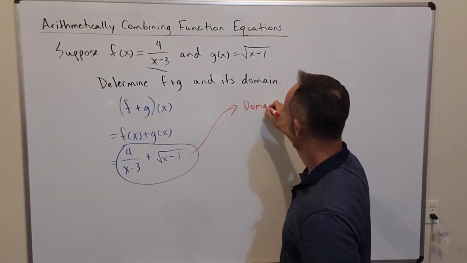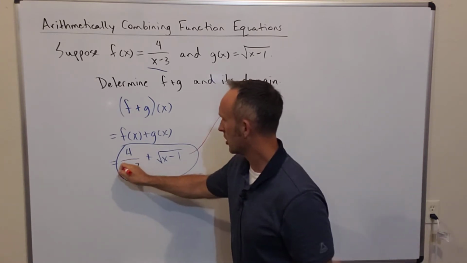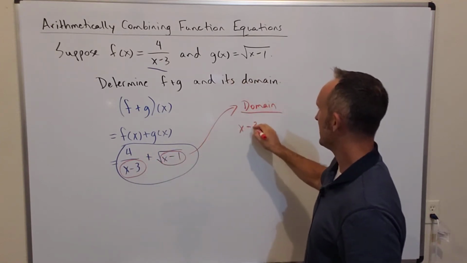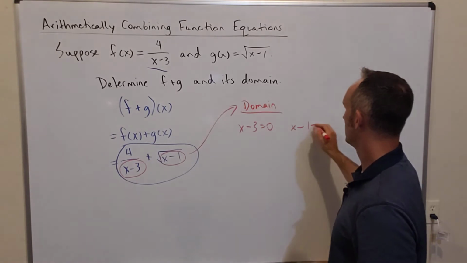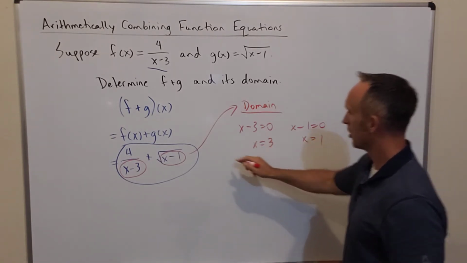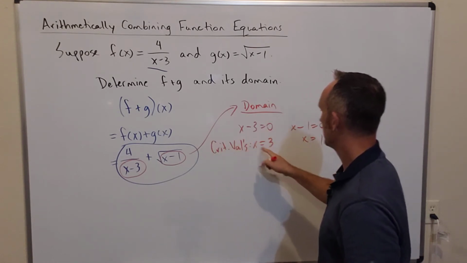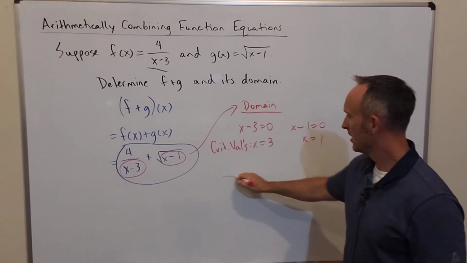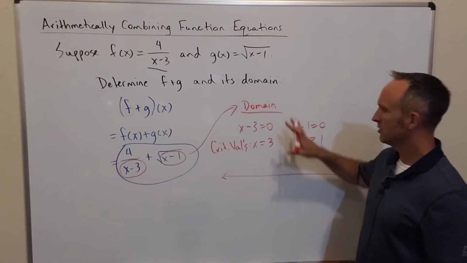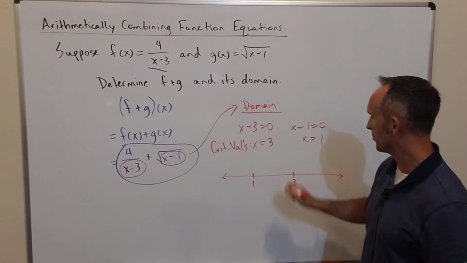Okay, so let's work on domain. If we want to find the domain, we need the critical areas, which are denominators and what's under even roots. So I'm going to set those equal to 0 and solve to get our critical values. Those are the critical values: x equals 3 and x equals 1. You should be familiar with domain already, so I'm going through this a little bit quickly, but no big deal. We got our critical values. We cut our number line at those values 1 and 3.